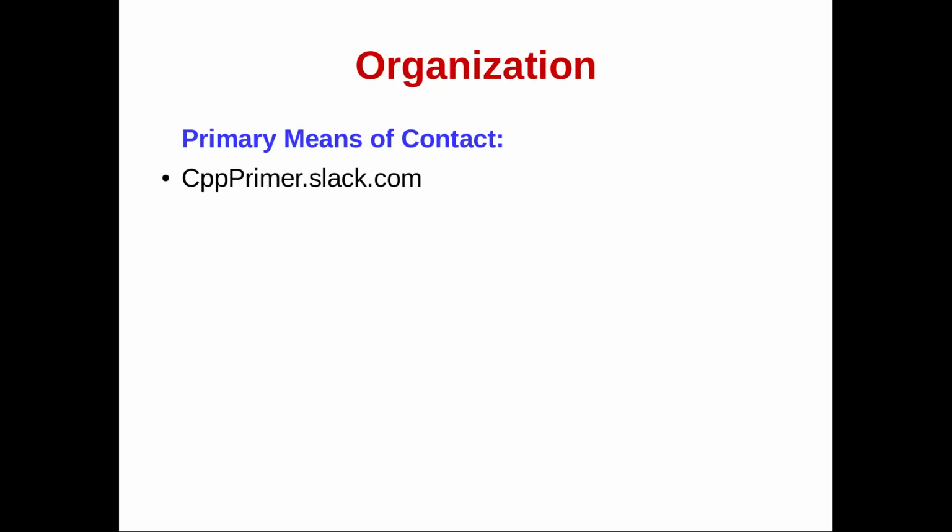So if you don't have Slack, Slack is a general messaging app for Teams, and it's available on all platforms, Windows, OS X, Linux, as well as Android, iOS, and Windows Phone. Download the app, put in this link, cppprimer.slack.com, and you'll be good to go. You can message anyone you want there.